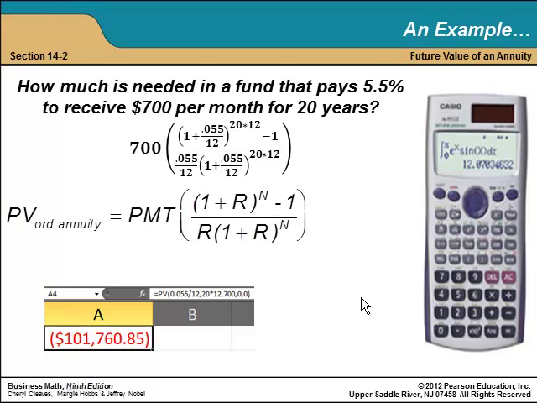Okay, how much is needed in a fund that pays 5.5% to receive $700 per month for 20 years? So we're looking for the present value, 0.055 for 12 months for 20 years, $700 a month, and if you have $101,760.85, you'll be able to do it.